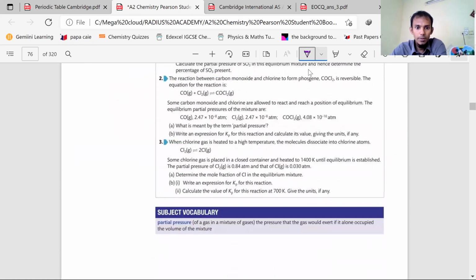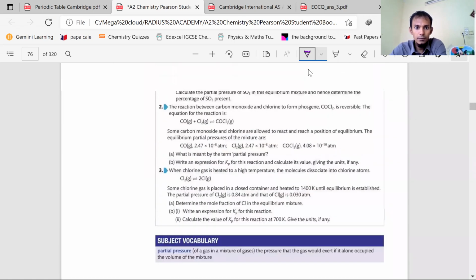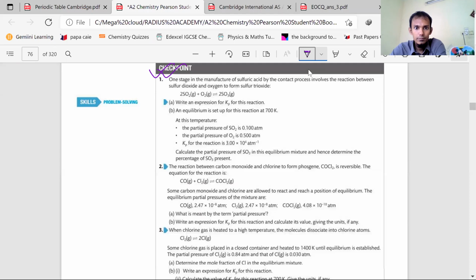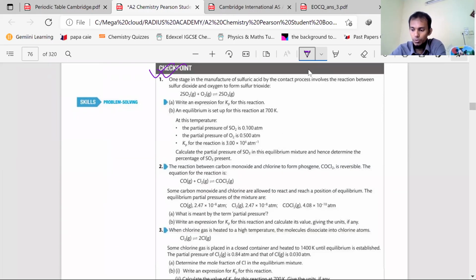Checkpoints we should complete. Factors affecting equilibrium will start in the next class. কোনো question থাকলে এই পর্যন্ত you can ask.